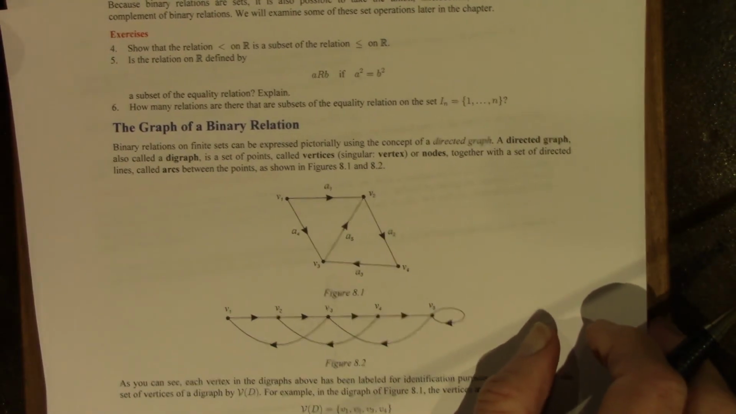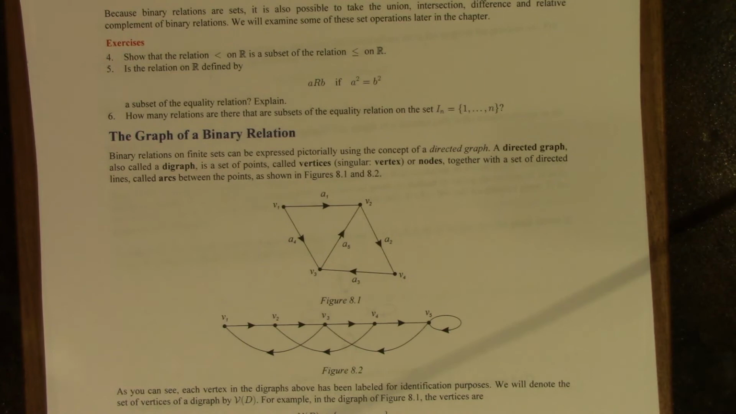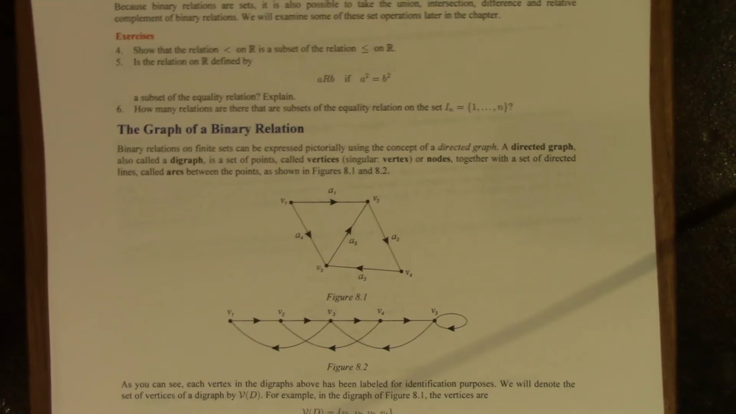Also, because binary relations are sets, we can take their union, intersection, set difference, relative complement, and so on. And we'll talk about some of those operations later on.